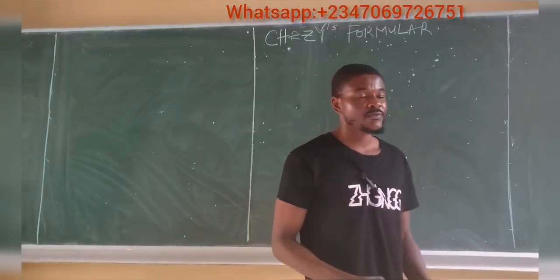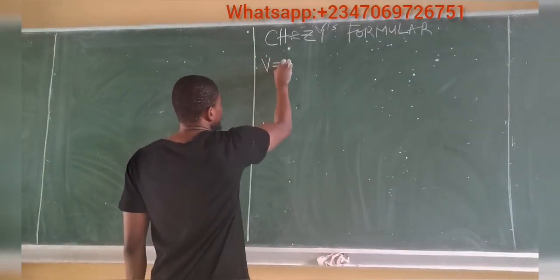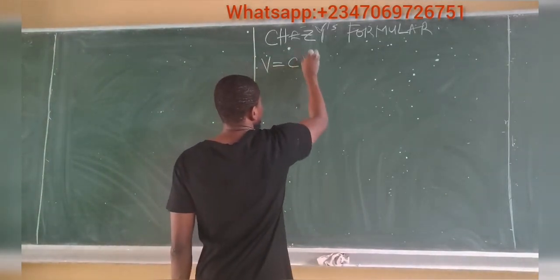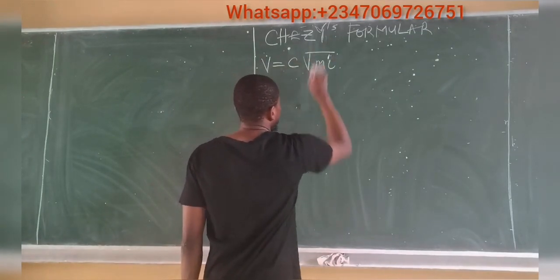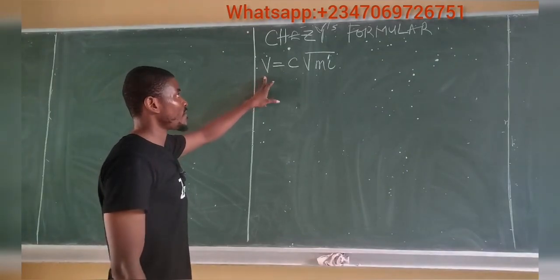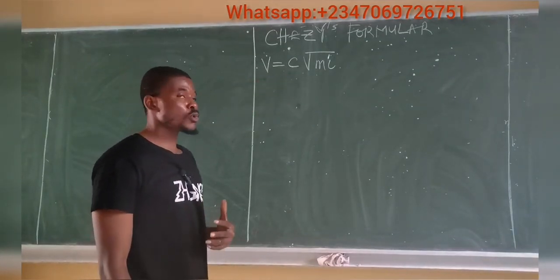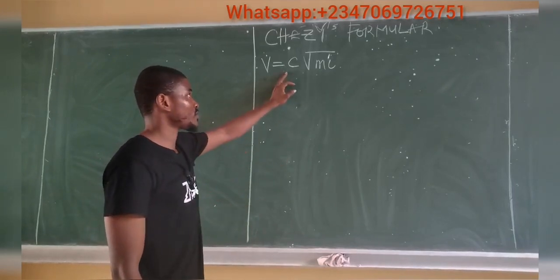So let's talk about the Chezy formula. The Chezy formula is simply V equals C root MI, where V, of course, is the speed of flow or velocity of flow, and C is called the Chezy constant. It will always be given to you.